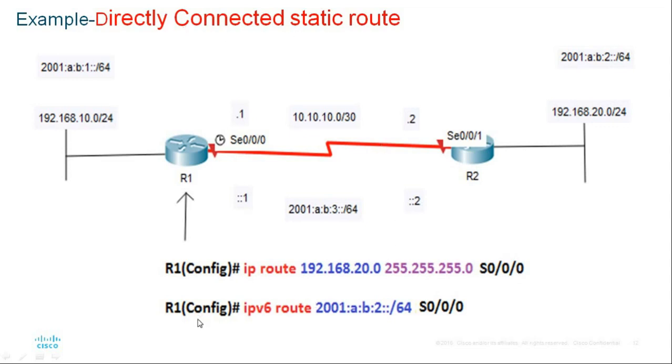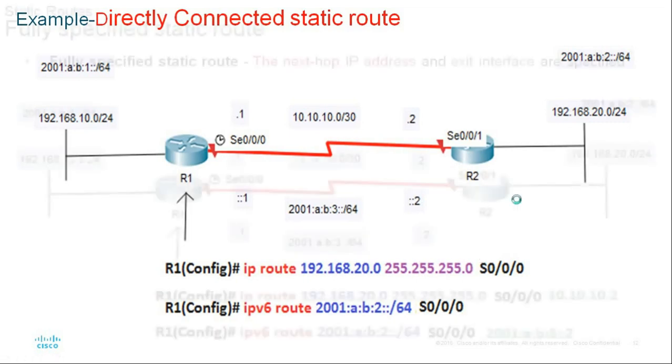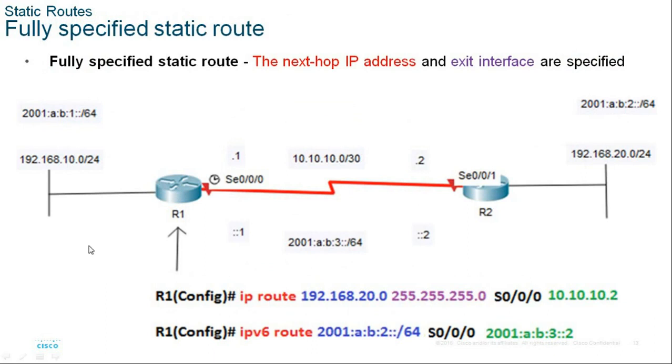For IPv6 it is also the same, but the syntax here is IPv6 route. This is the remote network here from R1: 2001:A:B:2:: slash 64, and the exit interface here is serial 0/0/0. So this is how you will configure the next hop static route and directly connected static routes based upon the question.